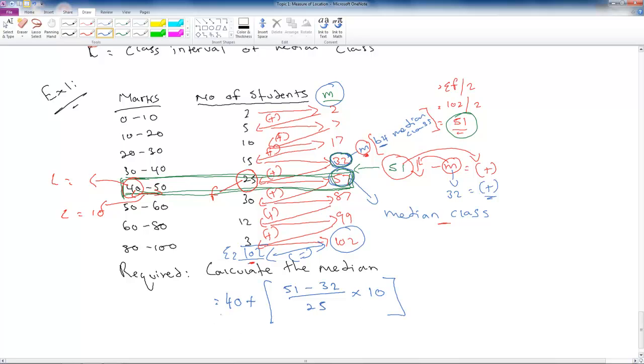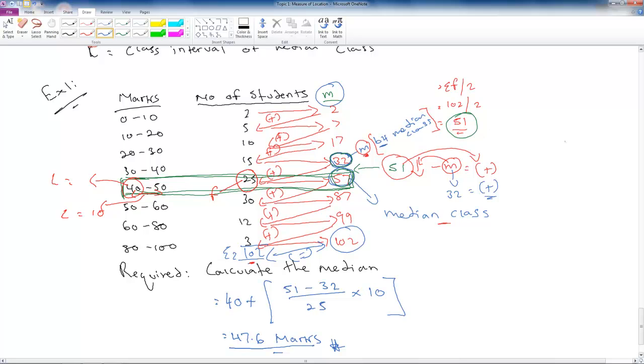You can work out the answer here, and you will get 47.6 marks. So that's how you calculate the median of group data.